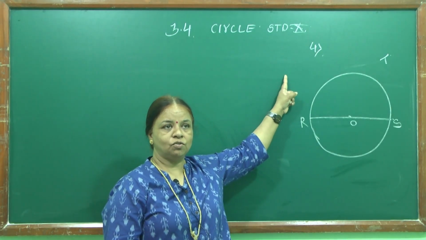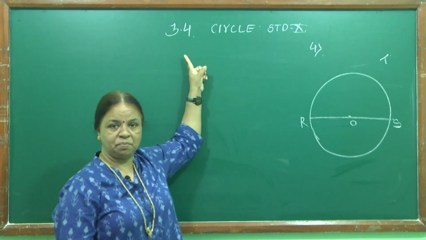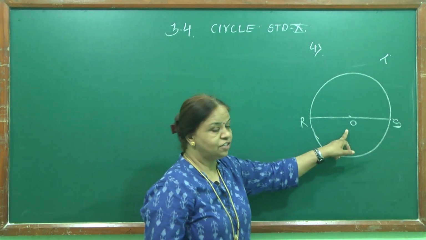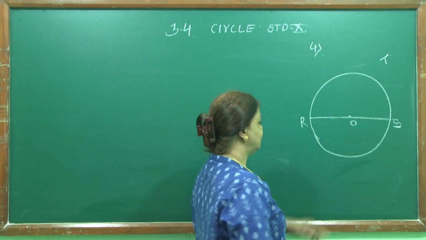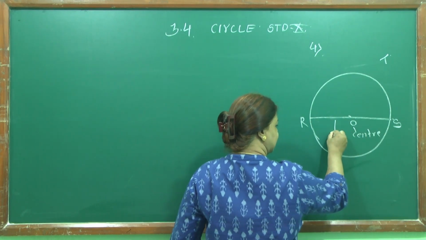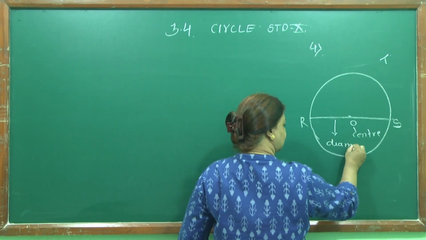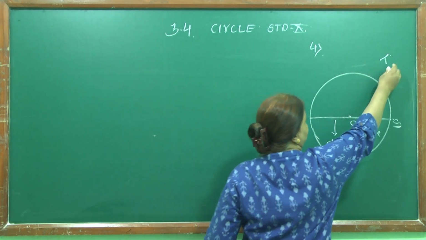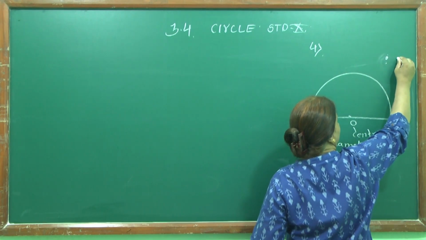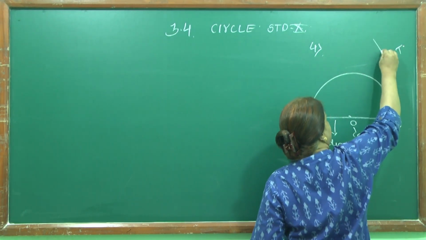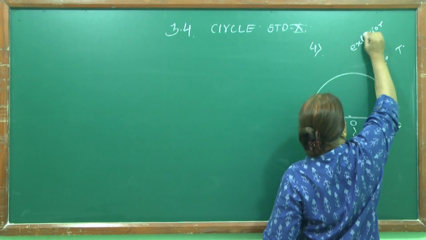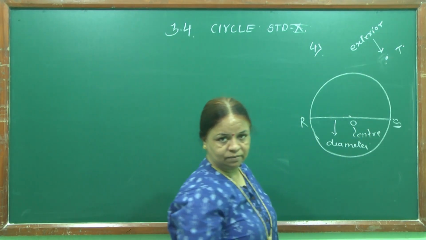Children, now we have question number 4 of exercise 3.4. What does the sum say? See, O is the center of the circle and RS is the diameter. This is the center, this is the diameter. Okay, there is a point T, which is an exterior point, exterior to the circle, means it is lying outside the circle.